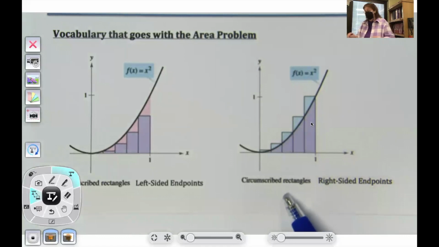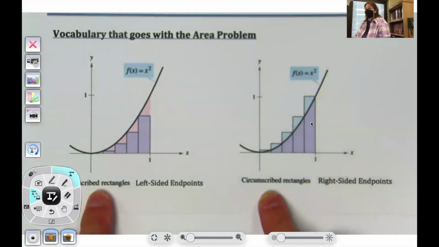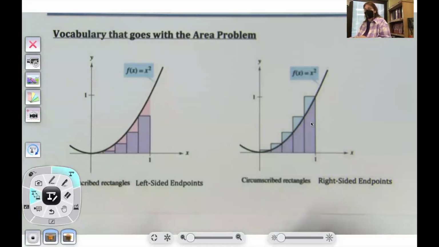In the past, I have put these two vocabulary words on the first quiz. You need to know the difference between inscribed rectangles and circumscribed rectangles. So, heads up, put a little star, write that down or something. I have put that on the first quiz. That's really a preview of this limit idea.